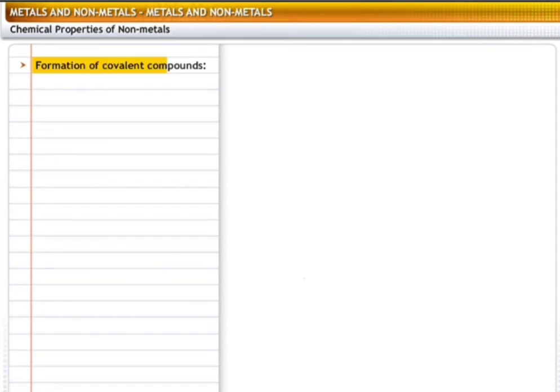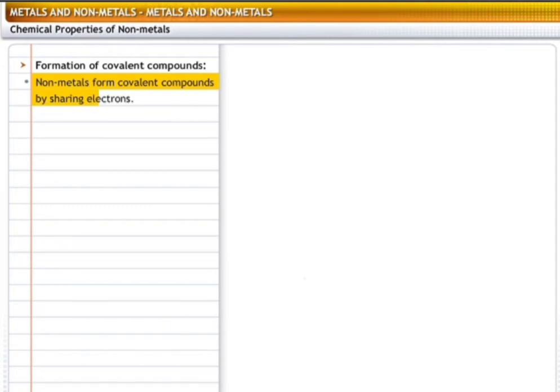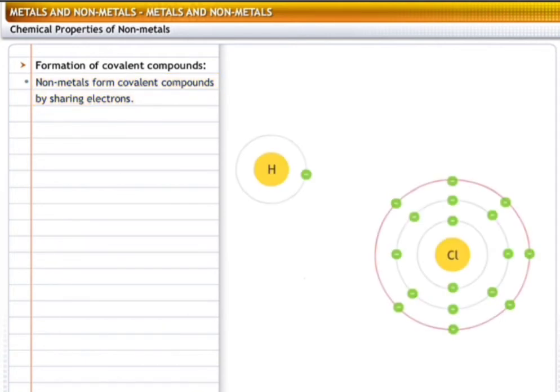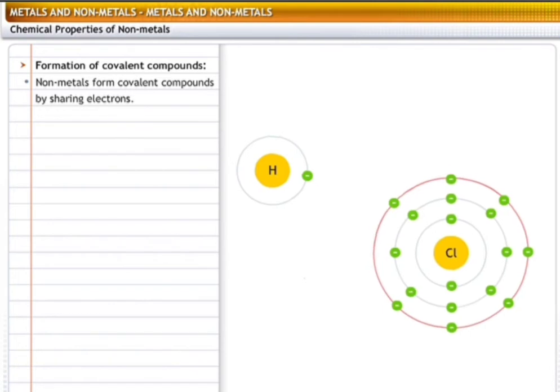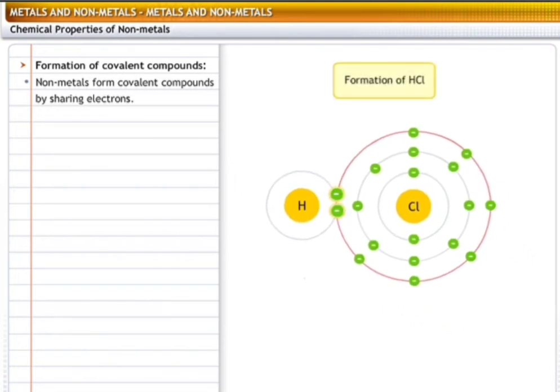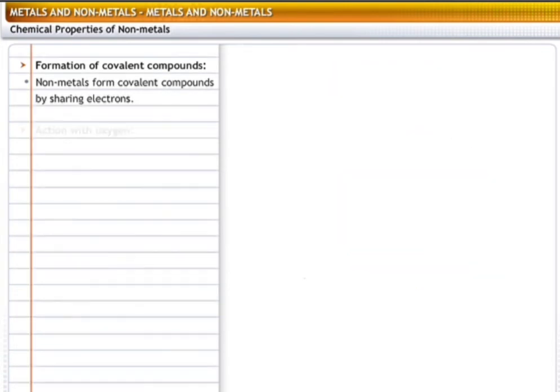Formation of covalent compounds. Nonmetals form covalent compounds by sharing electrons. For example, in a molecule of hydrogen chloride, hydrogen and chlorine share a pair of electrons. Thus, hydrogen and chlorine are bound together through a covalent bond.